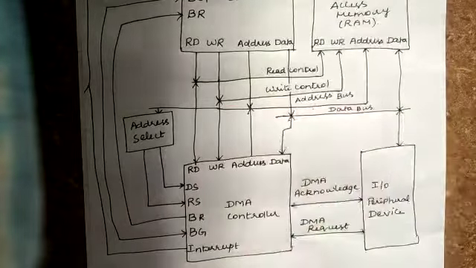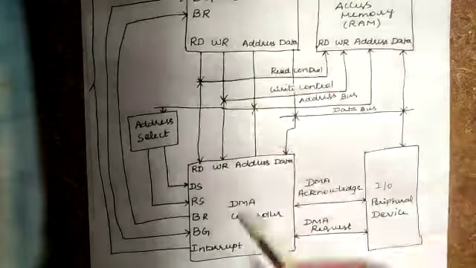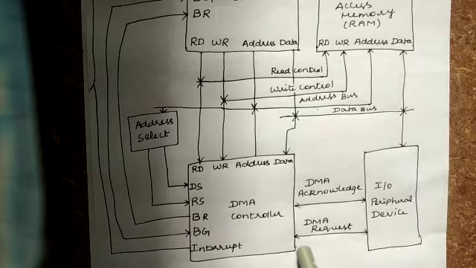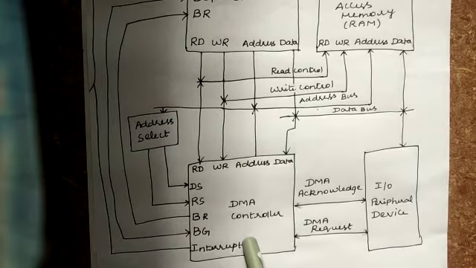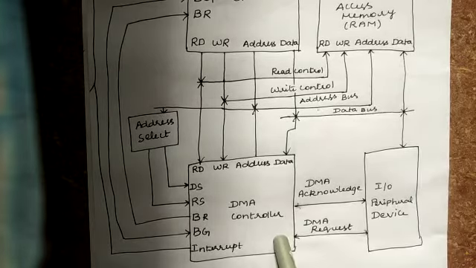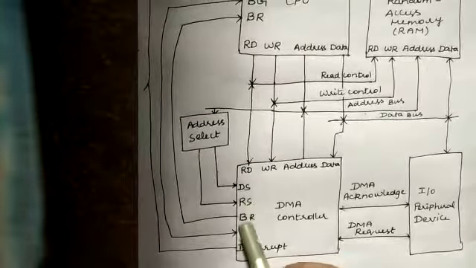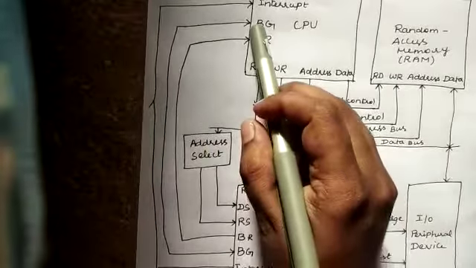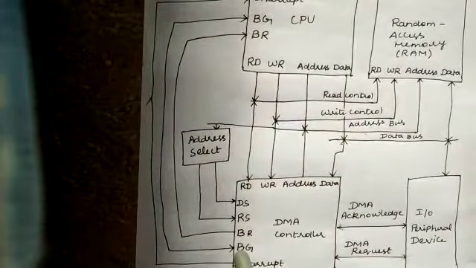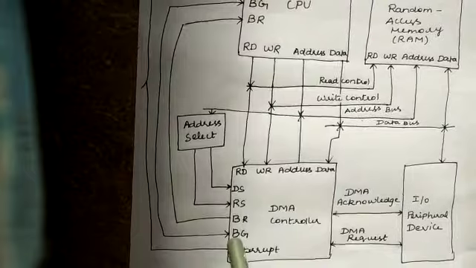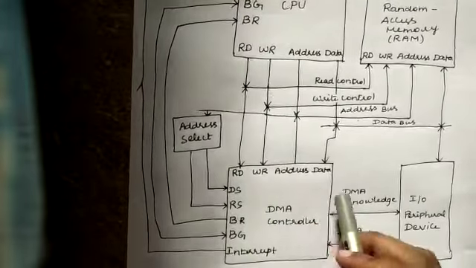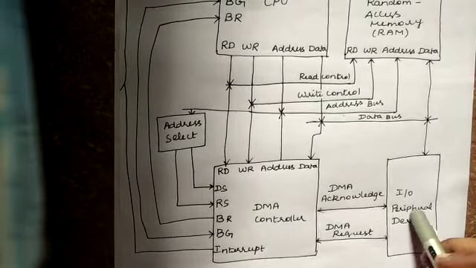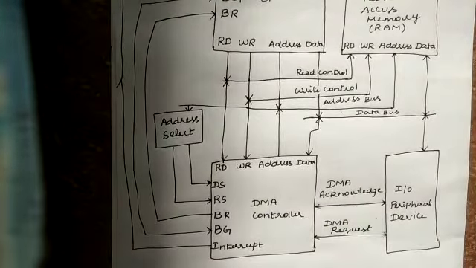So how will it initiate its operation? As I told, the CPU will initialize the DMA controller, and whenever the IO device sends a DMA request to the DMA controller, after receiving it, the DMA controller sends the bus request line to the CPU, and the bus grant line is received from the CPU by the DMA controller. After getting the bus grant, the DMA controller sends the DMA acknowledgement to the IO device. This is the initiate operation.